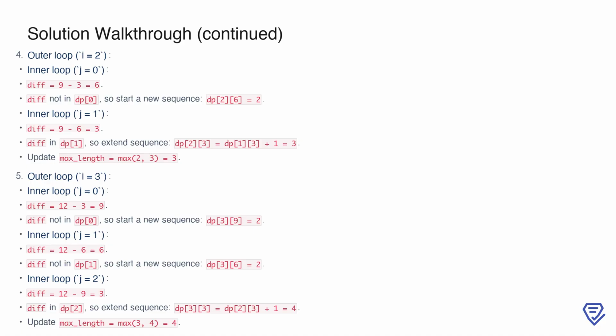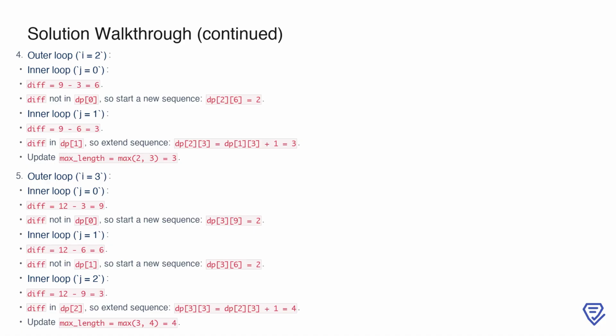Next, for i equals 2, we calculate differences with previous indices. First, with j equals 0, the difference between nums[2] and nums[0] is 6. This difference is not in dp[0], so we start a new sequence, setting dp[2][6] to 2. Then, with j equals 1, the difference is 3. Since this difference already exists in dp[1], we extend the existing subsequence by incrementing its length. Thus, dp[2][3] becomes dp[1][3] plus 1, which equals 3. We also update max_length to 3.